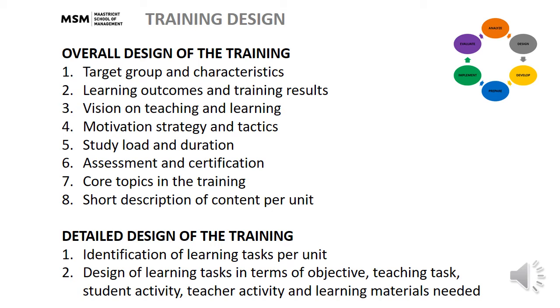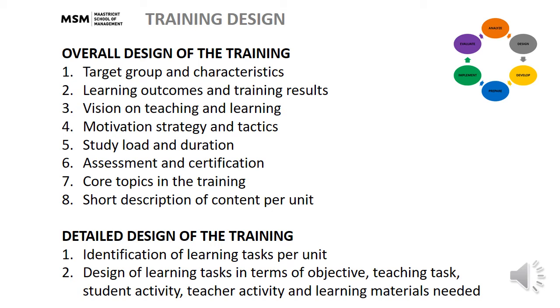First, there is a description of the target group and characteristics of the target group. This answers the question as to who are the participants in your training. The second element informs on the learning outcome and training's results. It explains what participants will be able to do at the end of the training. It also indicates any other additional training outputs, such as, for example, an outline for a policy.